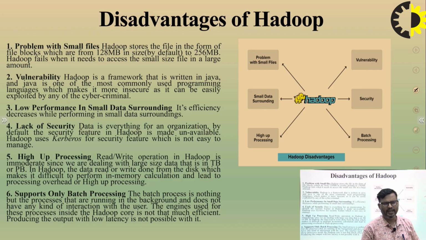Next thing, high processing speed. It means read and write operations in Hadoop are moderate, since we are dealing with a large size of data, that is in TB or PB. So in Hadoop, the data read or write is done from the disk, which makes it difficult to perform in-memory calculation and leads to processing overhead or high processing.